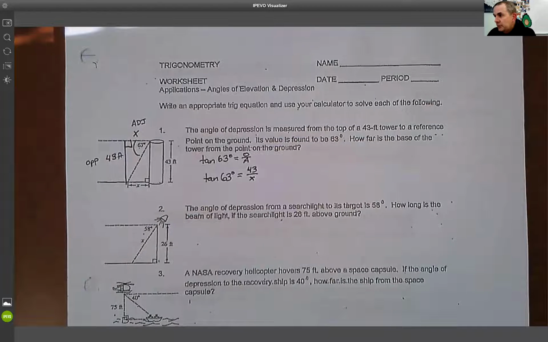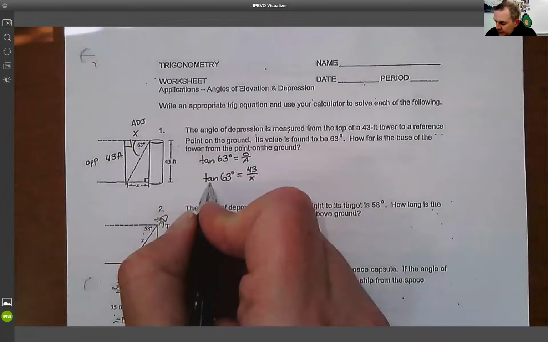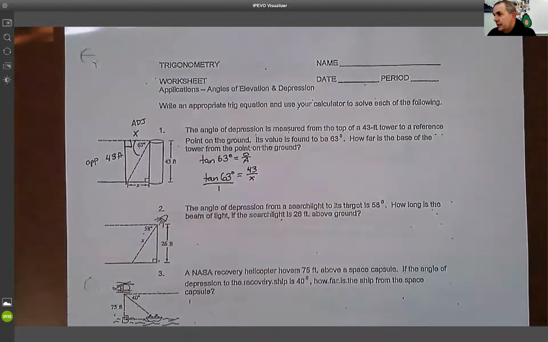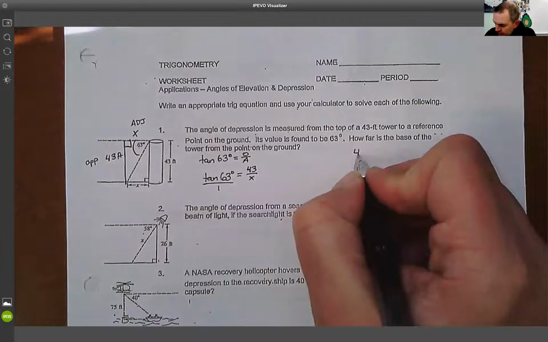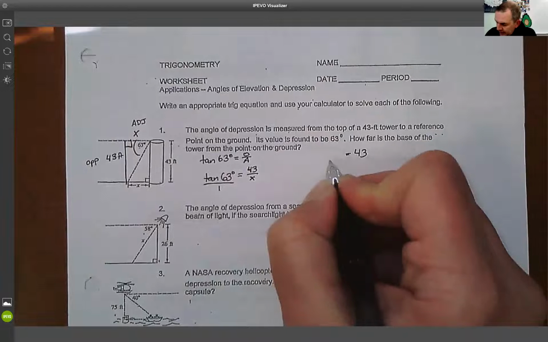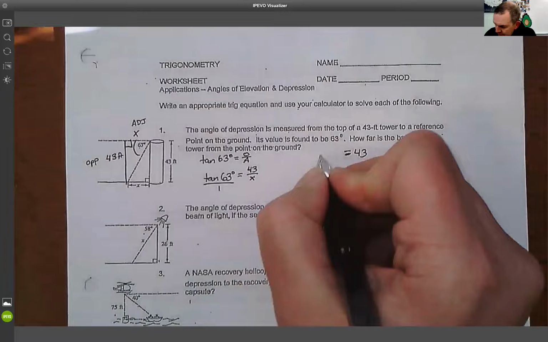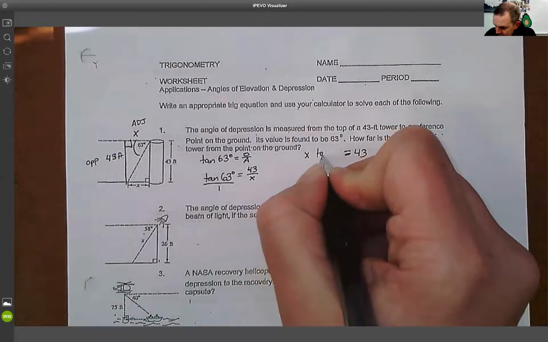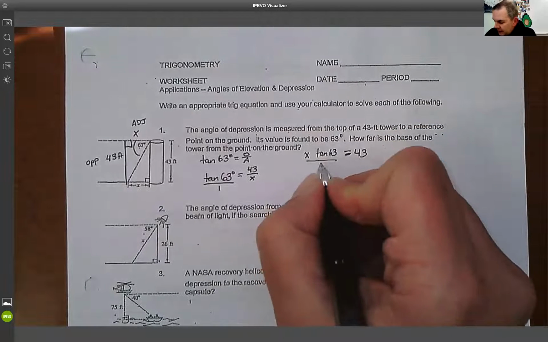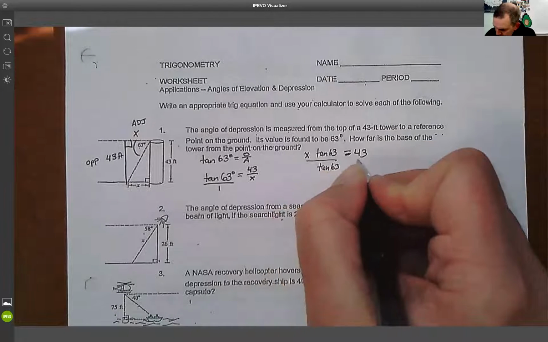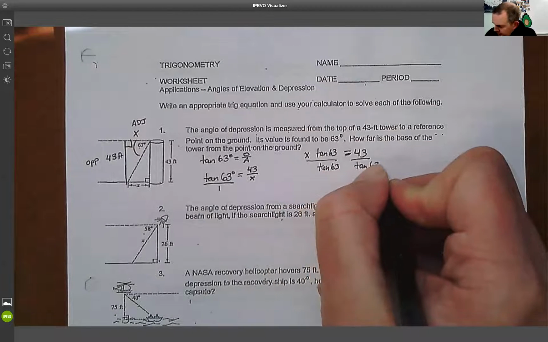Now I'm going to solve for x. The way I said in class to do this is to consider it like a cross multiplication. So 1 times 43 gives me 43, and then x times tangent of 63 gives me x tangent 63. I want to free the x, so I divide each side by tangent 63. And then I pick up my calculator.